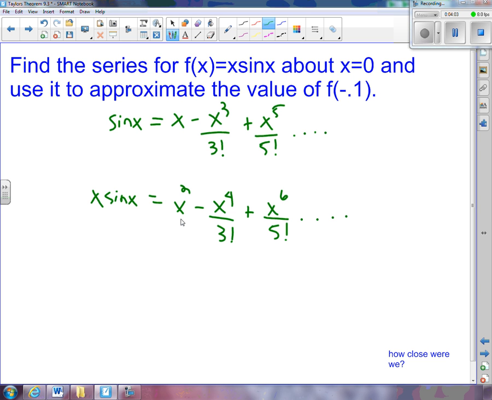What's 3 factorial? 6. 5 factorial? 120. I think that's just really small. Well, it's going to be really small. Did you all get 1.6667 times 10 to the negative 9th?